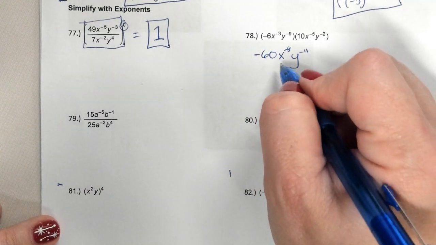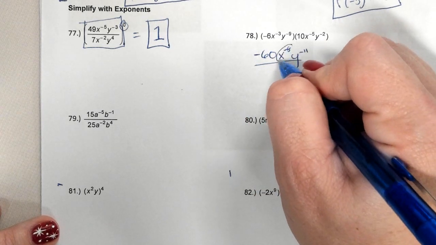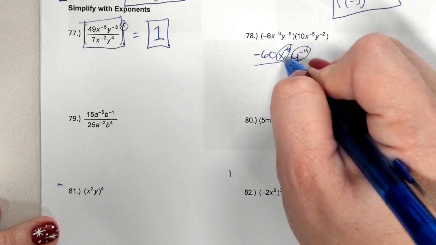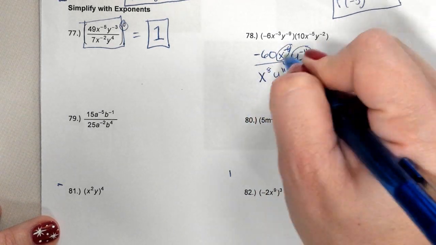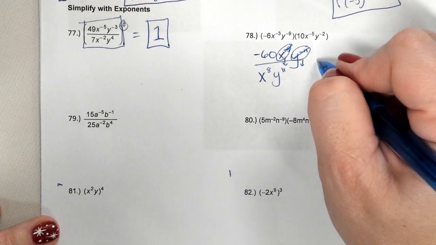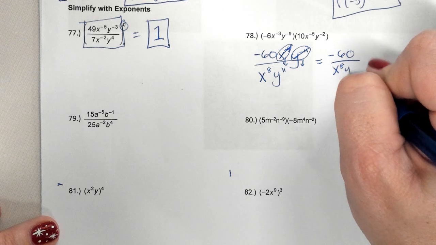Now, I can't stop because I have negative exponents. So when you have negative exponents, if it's not a fraction, you have to make it a fraction. And anything that has a negative exponent, which is both of my variables, has to move to the bottom. And then they become positive. So I cancel them when I move them. So my final answer is negative 60 over x to the 8th, y to the 11th.